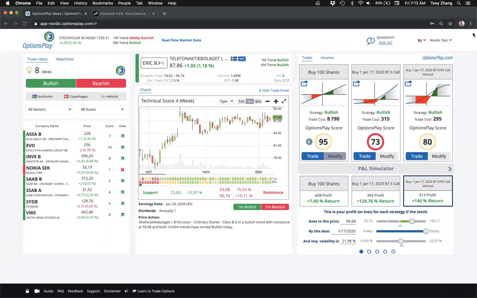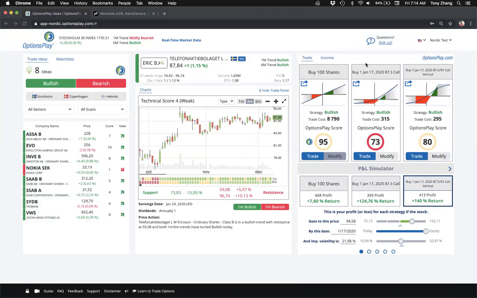Now, we created OptionsPlay to try to make options trading as simple and as easy as possible. And we did this because as traders ourselves, we found ourselves spending a lot of time doing manual work on the same thing over and over again in terms of picking a strategy, picking an expiration date, picking a strike price, even though we were following the same steps every single time. So we wanted to find a way to help automate our workflow as traders ourselves.